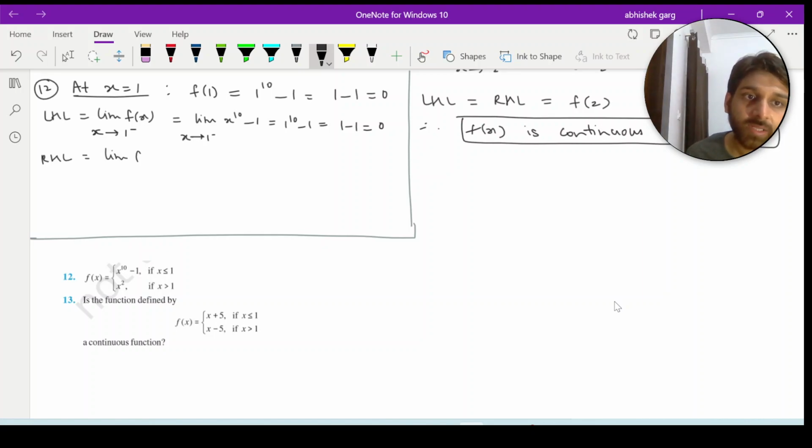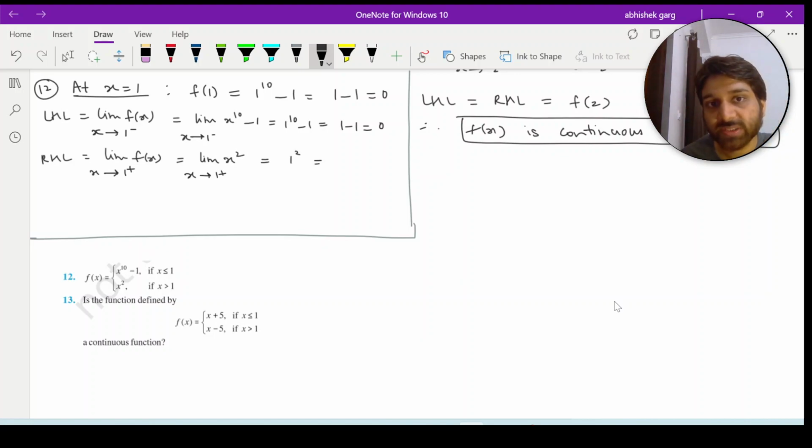Now we'll calculate the right hand limit. Right hand limit will be limit f(x), x tends to 1 plus. So this will be equal to limit of x to the power 2, x tends to 1 plus. We'll substitute x equal to 1 over here. So this is 1 square, which is equal to 1. We can see that LHL is not equal to RHL. Therefore, the limit of the function f(x) does not exist when x is tending to 1.